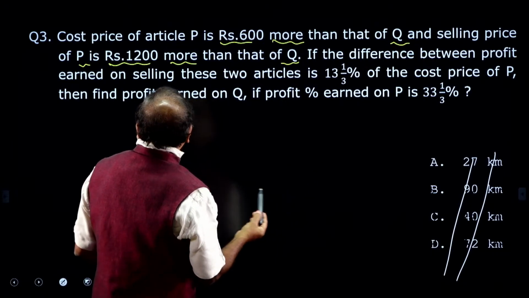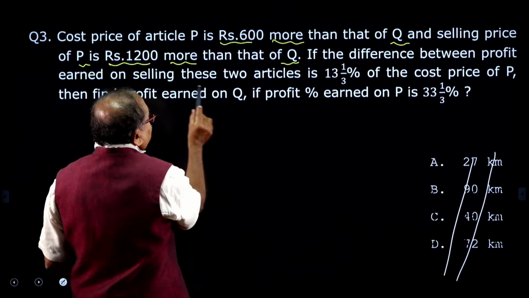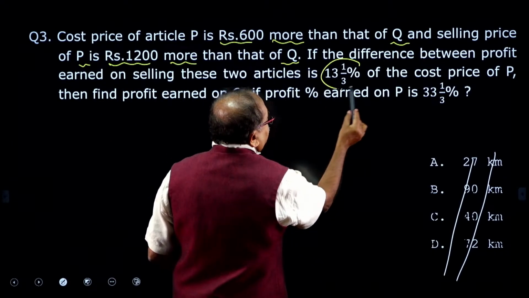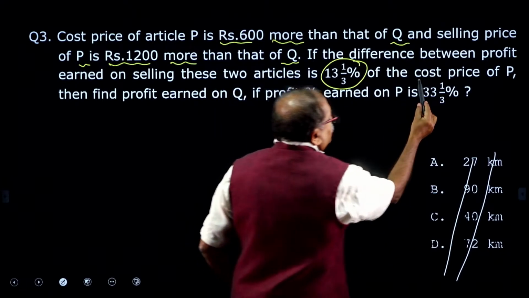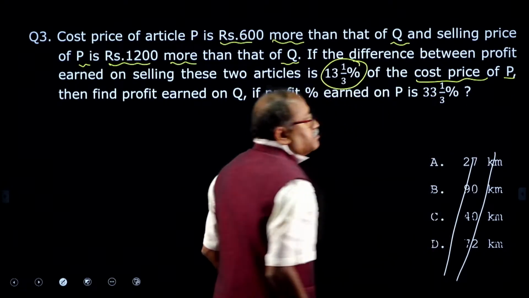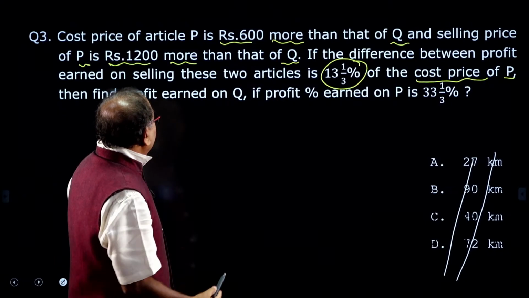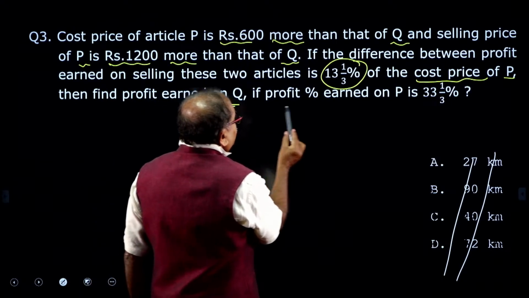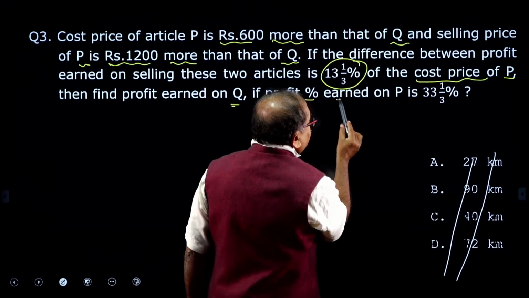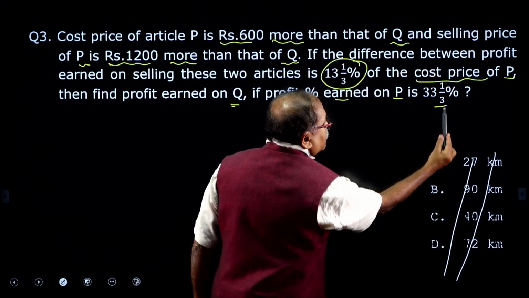Okay, if the difference between the profit on selling these two articles is 13 1/3% of the cost price of P, then what is the question? Find the profit earned on Q if the profit percentage earned on P is 1/3.